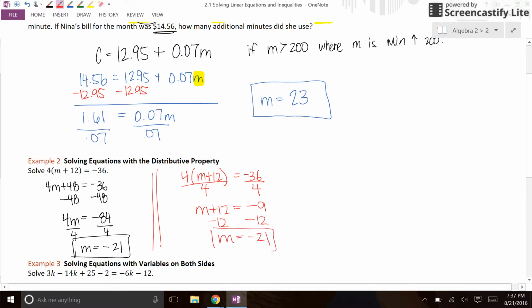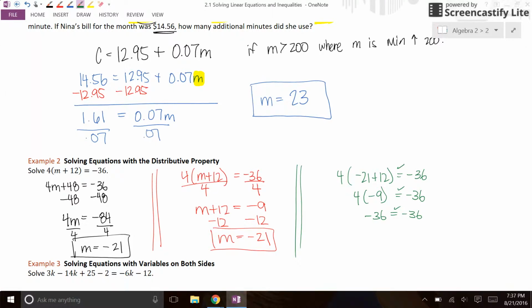Notice the exact same answer. You could have done it either way. And if you want to be a super rock star, take that m, plug it back in, because we all like to know if we got it right. We're saying m is negative 21, so we have 4 times negative 21 plus 12 equals negative 36. Well, parentheses first, so 4 times negative 9. And then if I multiply that out, oh my gosh, it is negative 36. So I have now done the problem twice, and I have even checked my work, and I'm feeling pretty darn good that my answer is correct.